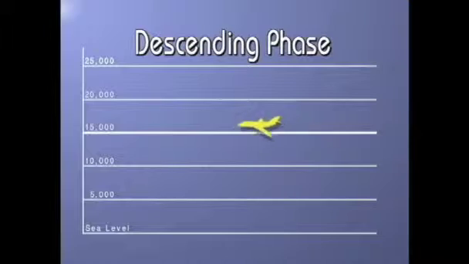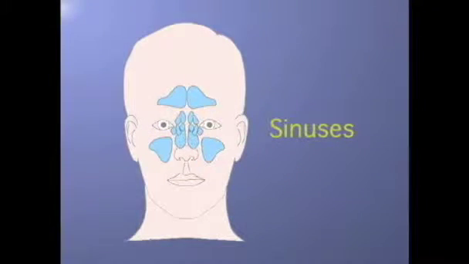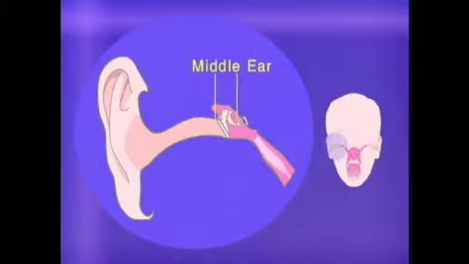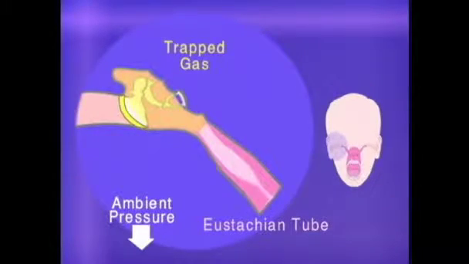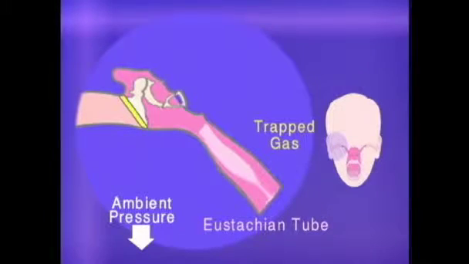During the descending phase of flight, you are more likely to develop problems in the middle ear and the sinuses. This illustration shows the anatomy of the ear. As pilots ascend, the ambient pressure decreases, expanding air within the middle ear. That air is intermittently released to the environment through the eustachian tube. The eustachian tube connects the middle ear with the back of the throat.